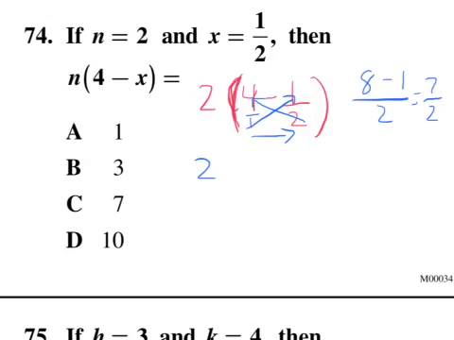So I now have 2 times 7 over 2. Could I put a 1 right there? Now there's 2 options. You can multiply straight across and get 14 over 2. Remember, you just multiply straight across, which is what?